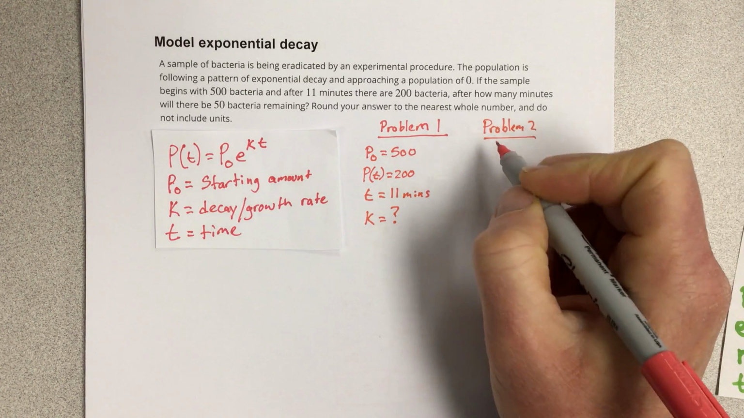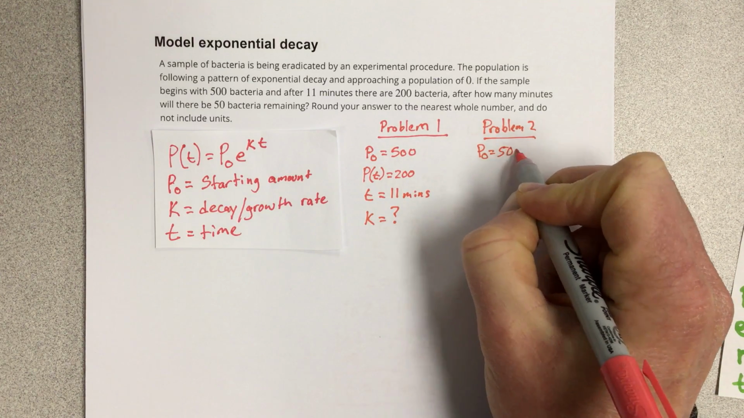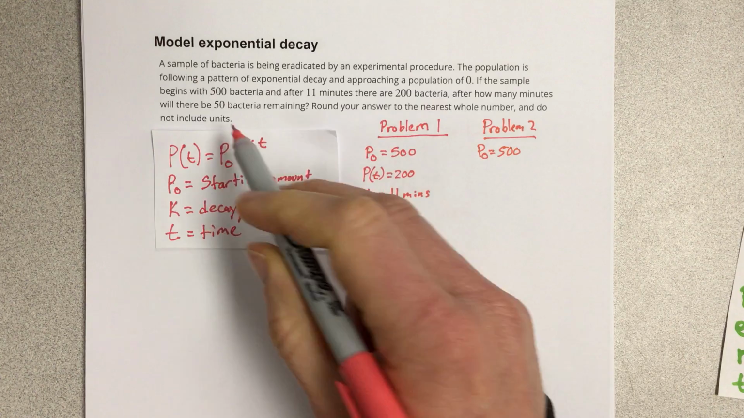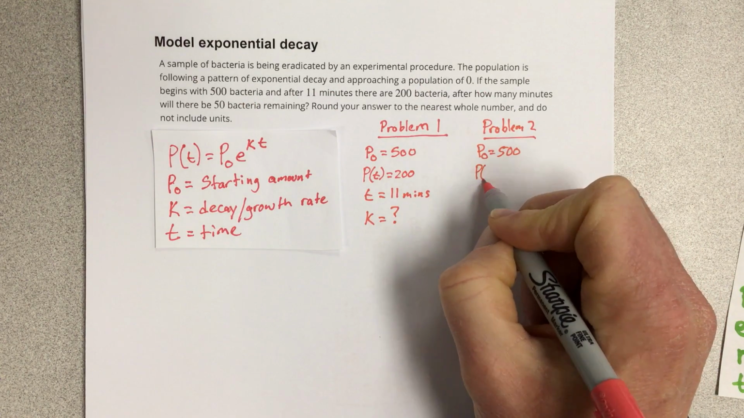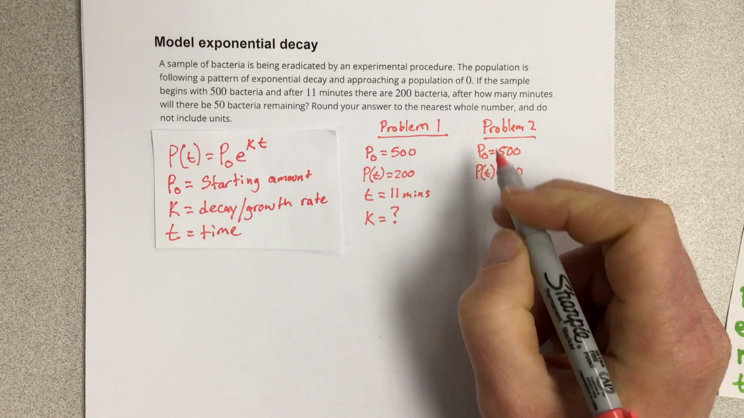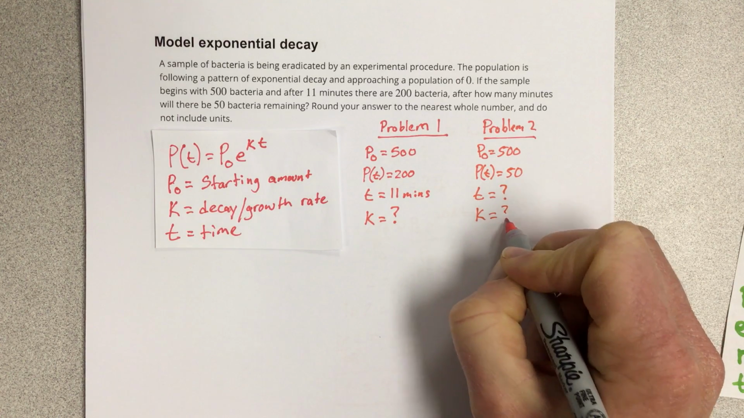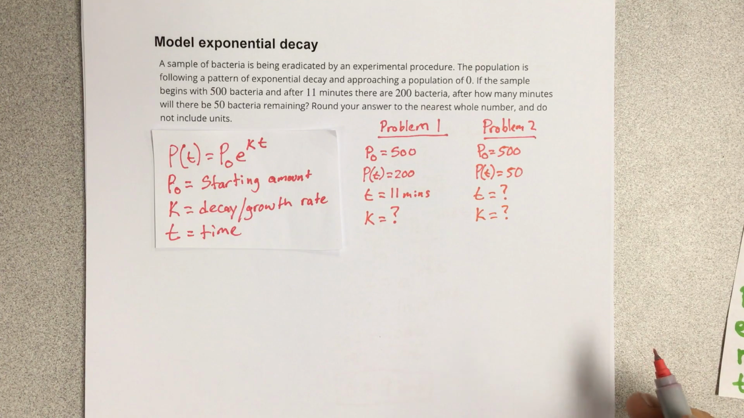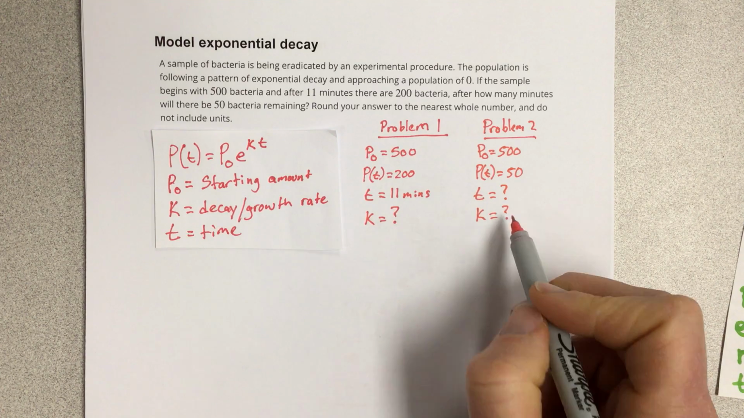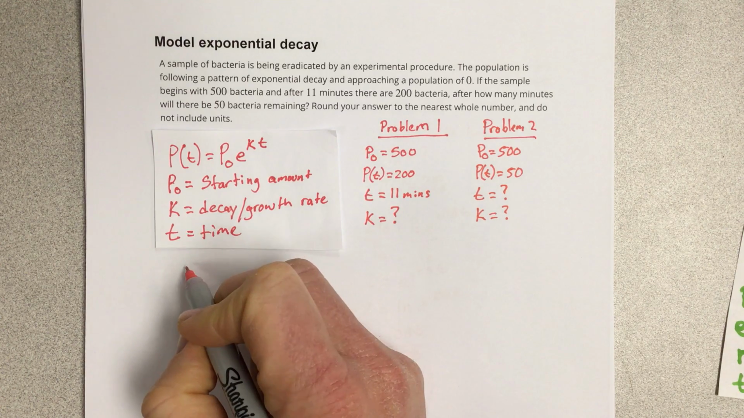And in the second problem, we know that P of 0 was still 500. We don't know the ending amount. Well, actually, we do know the ending amount. They say 50, so that's P of t is 50. We don't know the time because that's what they're asking for. And we also don't know the decay rate. So you can see that we can solve problem 1 to find the decay rate, and then we can use that decay rate to find the time in problem 2. So we'll start with problem 1.